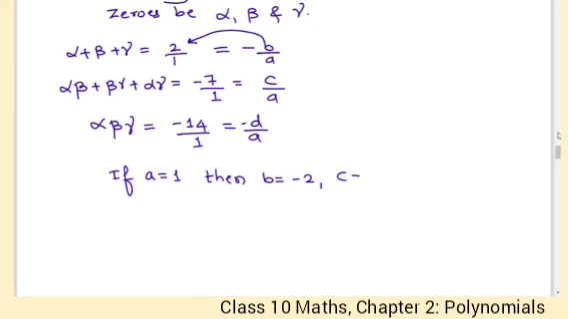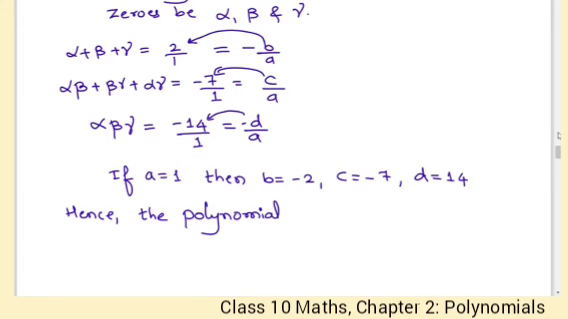Here if a is equal to 1, then b is equal to minus 2, c is equal to minus 7, d is equal to 14. Hence the polynomial becomes x cube minus 2x square minus 7x plus 14.